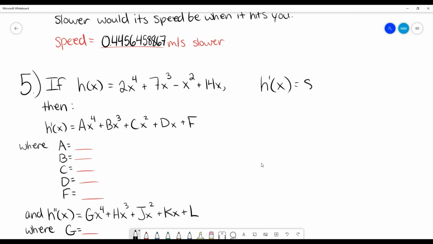4 times 2 is 8. 4 minus 1 is 3, so it's x to the third. Now plus, oops, got rid of my 8. And then plus, well, I'm going to put this 3 in front. 3 times 7 is 21, times x. 3 minus 1 is 2, so x squared.